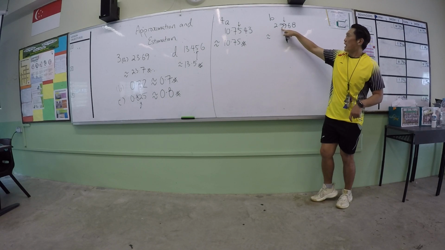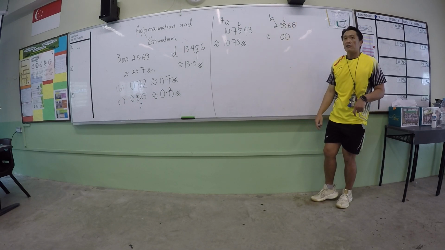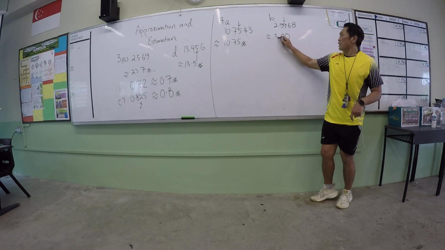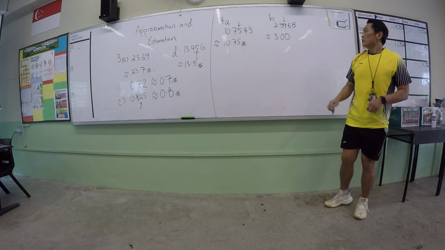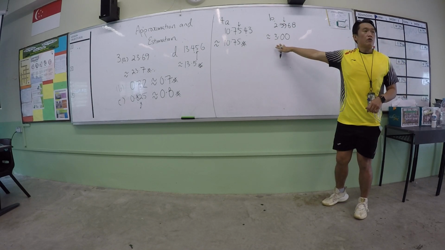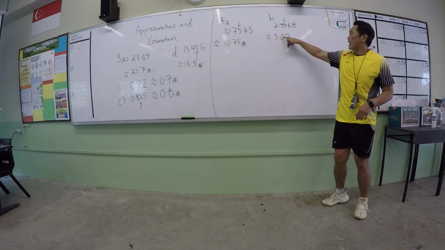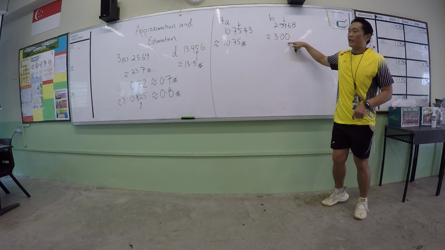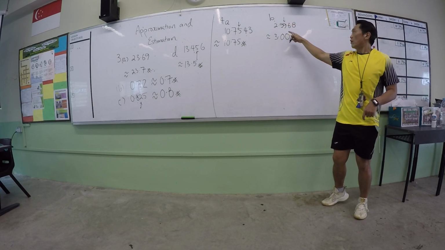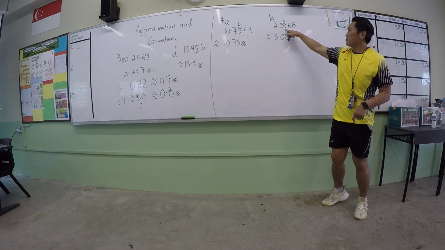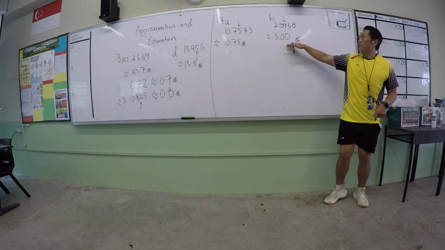Okay? 9, I add 1 more, also becomes 10. So it also becomes 0 and I add 1 more to my whole number. So it becomes 3.00. Okay? We are still writing a number that is roughly 2.9968. They are still very close together. This is still an approximation or an estimation of 2.9968. Okay? Although we round up at the 2nd decimal place, it becomes 3.00. But it is still roughly this number.